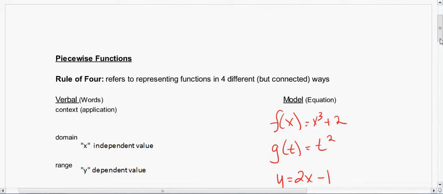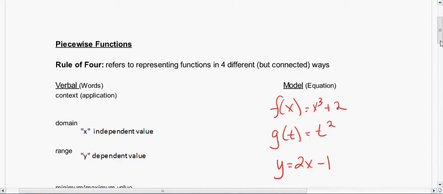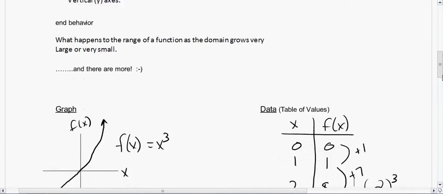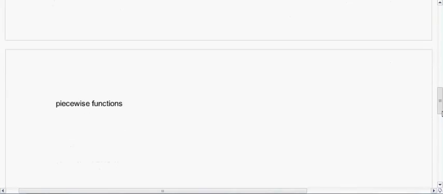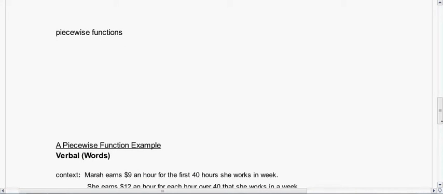I am on the same set of guided notes that we use for the rule of 4, and you may want to look those over a little bit and then flip over to the back and we'll take a look at piecewise functions. We're going to look at specifically what a piecewise function is and then apply the rule of 4 to a specific piecewise function example.